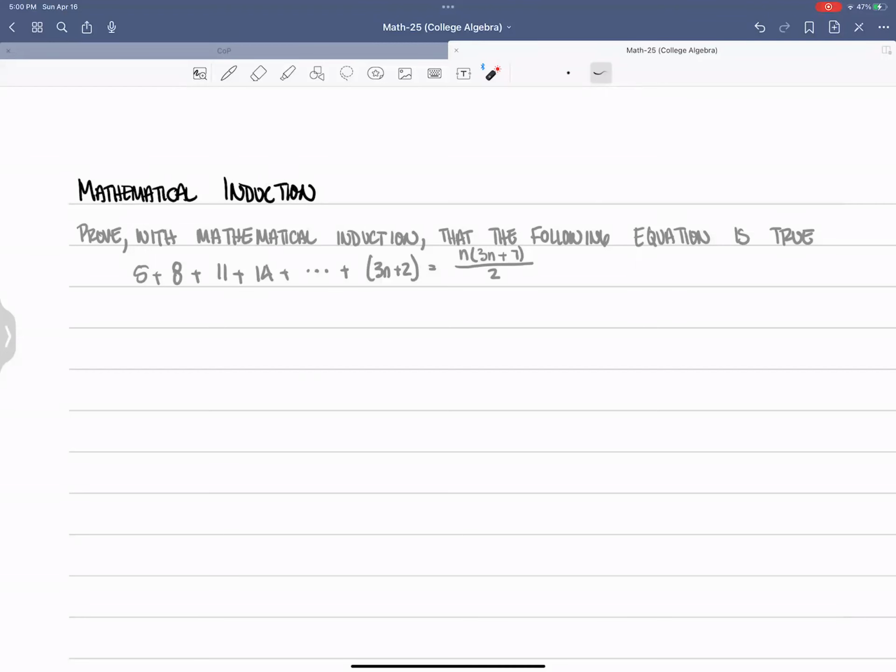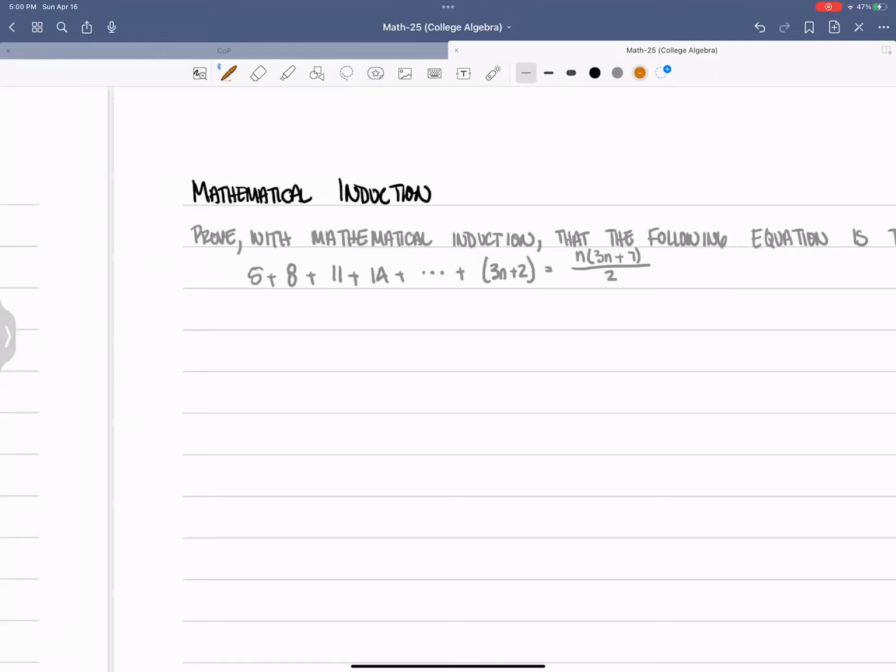Chapter 9, Mathematical Induction. Prove with mathematical induction that the following equation is true. So what we have is this left-hand side and this right-hand side, and what we're doing is proving it true using mathematical induction. There are two steps with mathematical induction. Let's write those down.